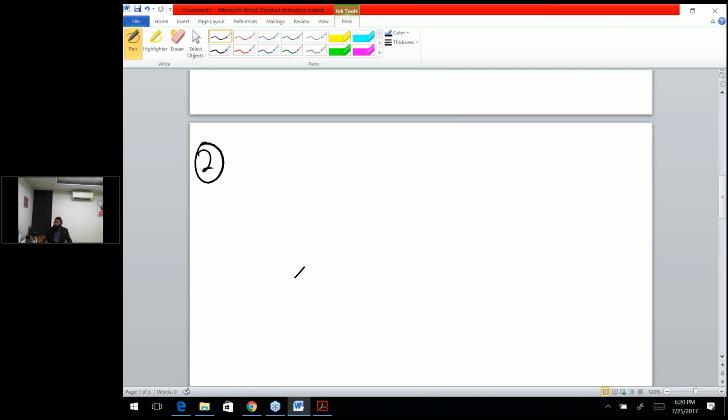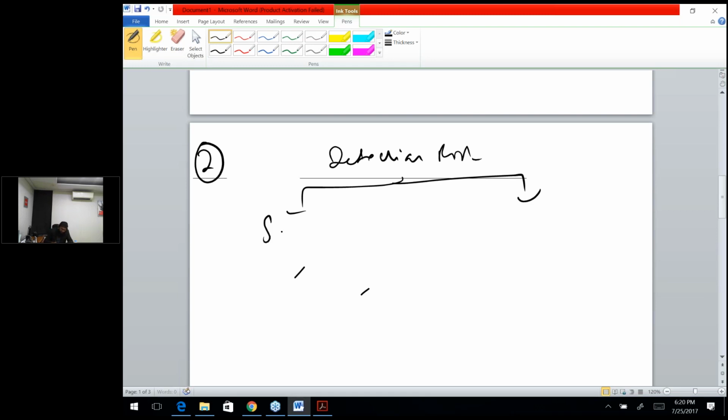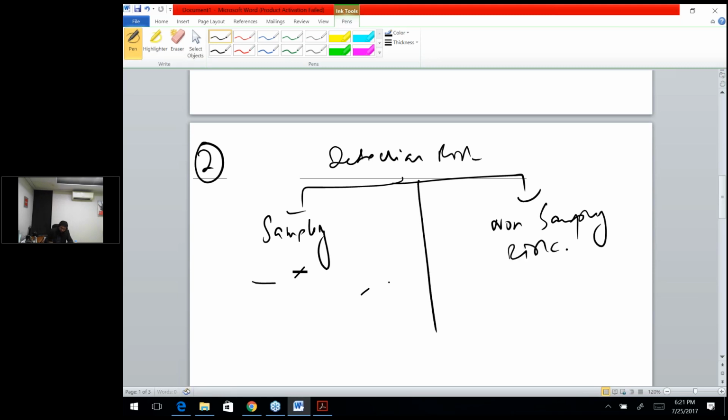Number two. Now, whenever we talk about the detection risk, as I said, it's a risk that you are unable to detect misstatement. Now, why would the detection risk arise? Detection risk could be a sampling risk or a non-sampling risk. Now, what do we mean by sampling and non-sampling risk?